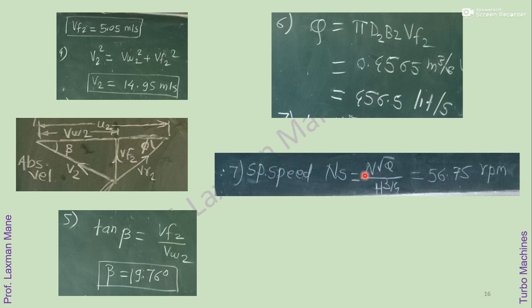Specific speed formula: N into square root of Q, where the value of Q is used in meter cube per second, divided by H raised to 3 by 4. So we find specific speed in rpm.